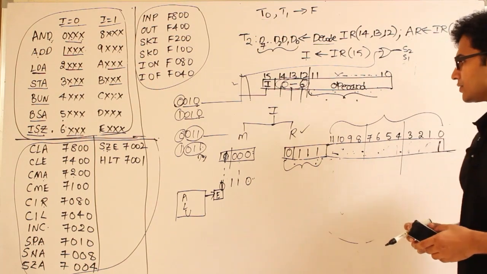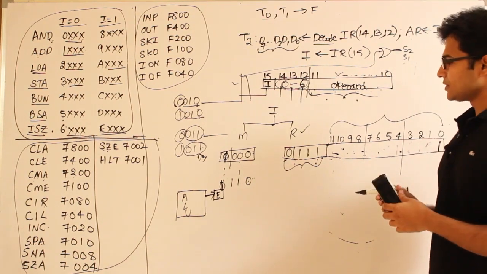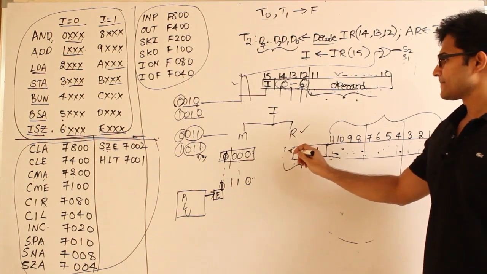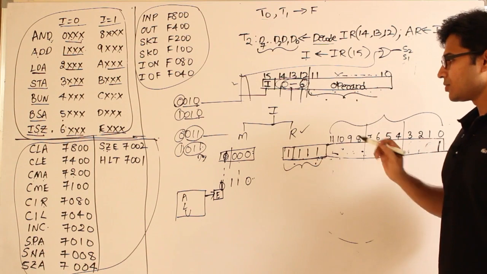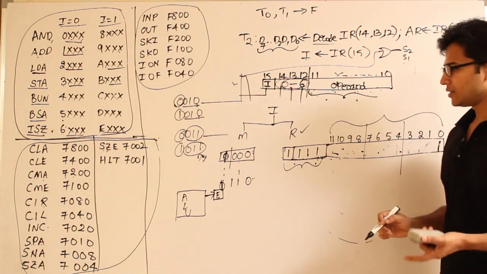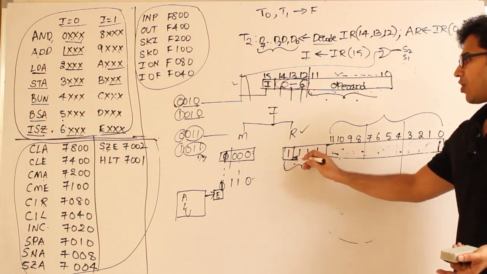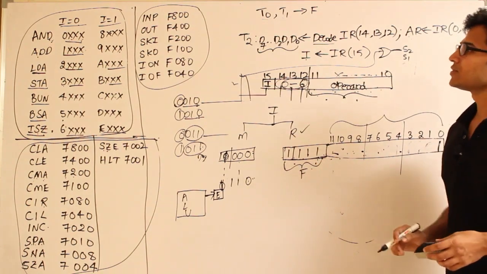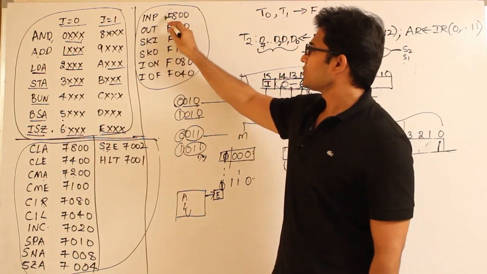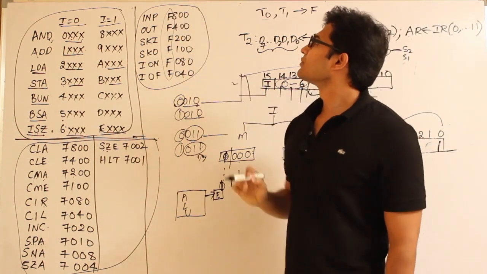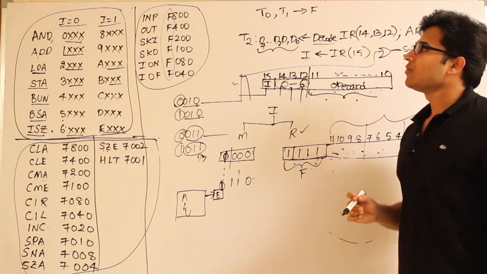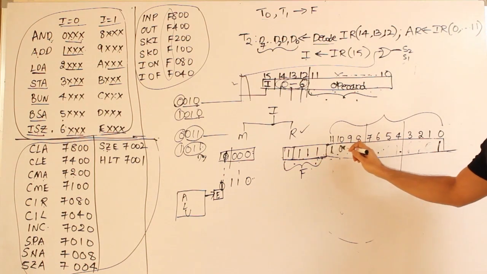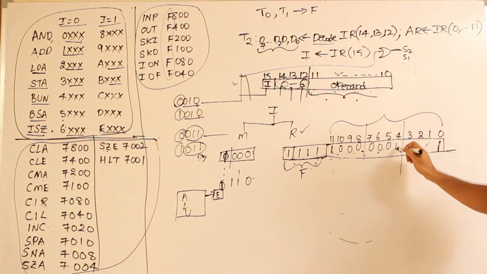For input output related instructions, this part is 7 only, but the I part is 1. Therefore, all the input output related instructions will have all ones in the starting 4 bits, which means they will always start with F. If you look at this, all the instructions are starting with F. Got it? And now we are using F800. F800 means this part will be 1 and all the remaining parts will be 0.